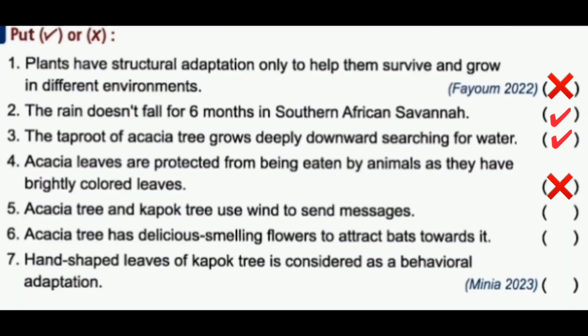Number 5. Acacia tree and cabbage tree use wind to send messages. True. Number 6. Acacia tree has delicious smelling flowers to attract bats toward it. Acacia tree has delicious smelling flowers to attract bats toward it, or kabak tree? So the answer is false.